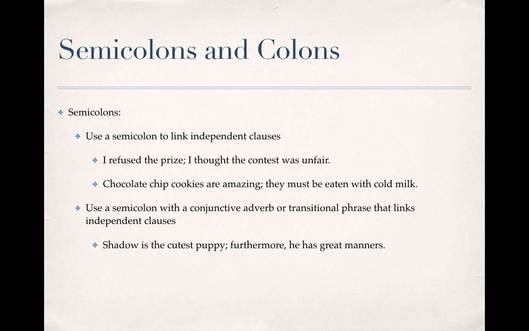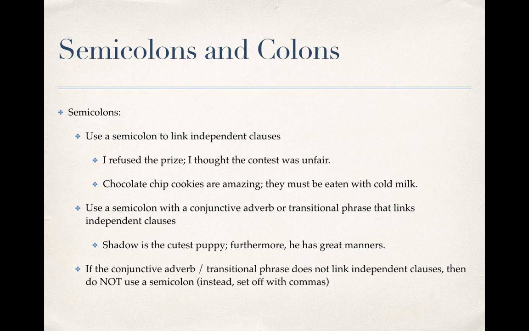So in a sentence like this, Shadow is the cutest puppy; furthermore, he has great manners. So on either side of that conjunctive adverb, furthermore, we have two independent clauses. Shadow is the cutest puppy and he has great manners. So the correct setup for this type of sentence is to use a semicolon before the conjunctive adverb and a comma afterwards. So anytime you use a word like however or therefore in this way, you should use a semicolon and then a comma to join those clauses together.